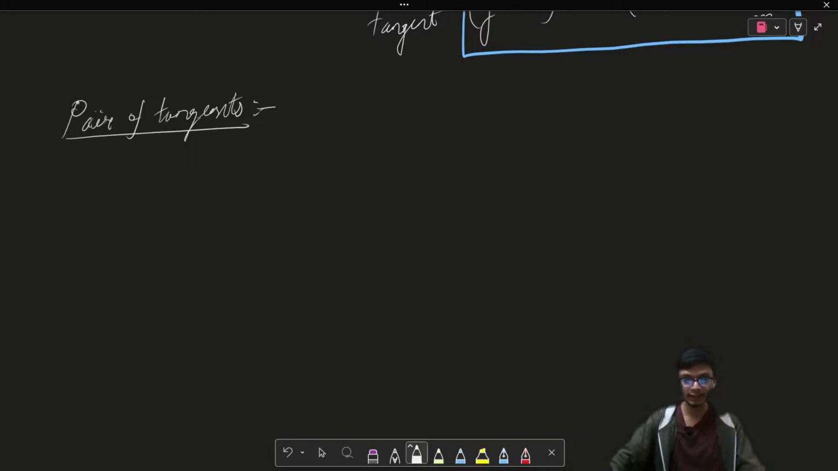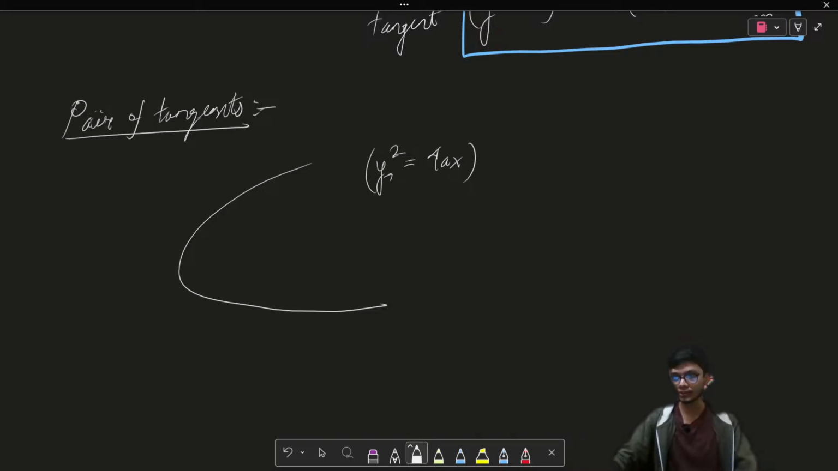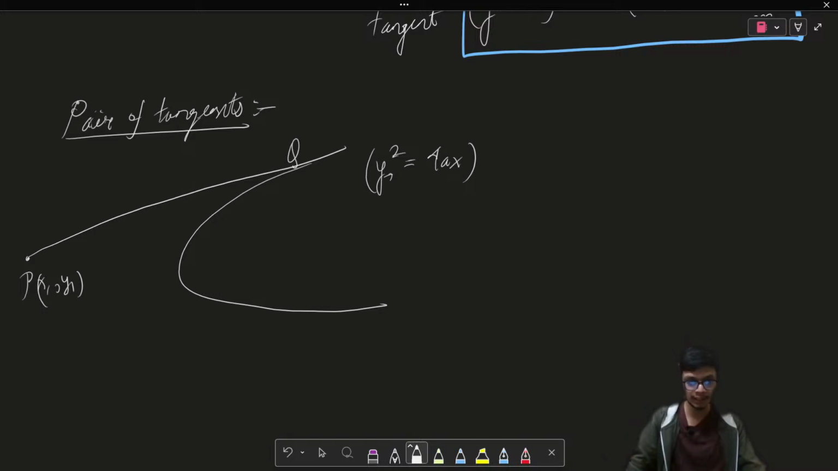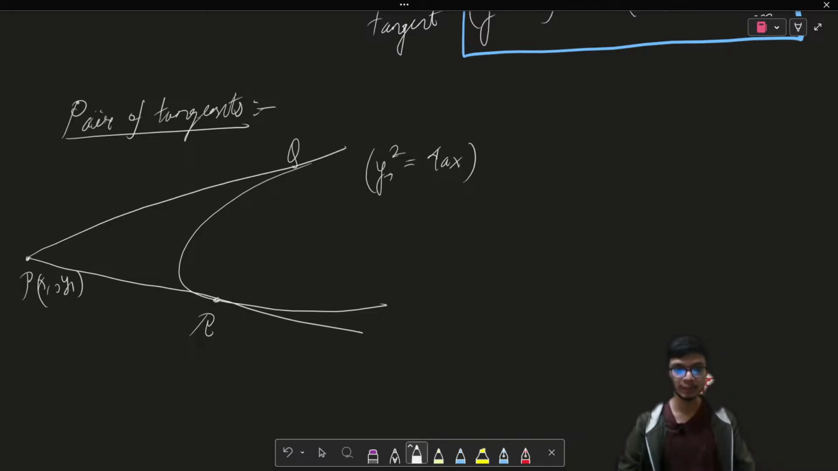So if I say that to a given parabola, and again let us take the standard parabola for ease, if I take any point which is outside the parabola, let us say x1, y1, and I want to draw tangents to this parabola at 2 points P and Q, and let us say R. So these are the pair of tangents. So PQ and PR are the pair of tangents, right?